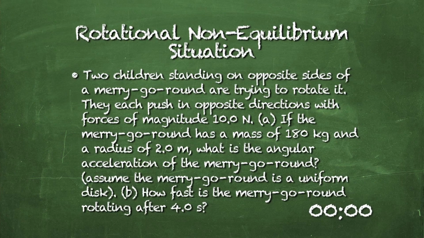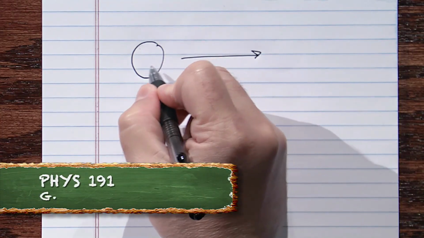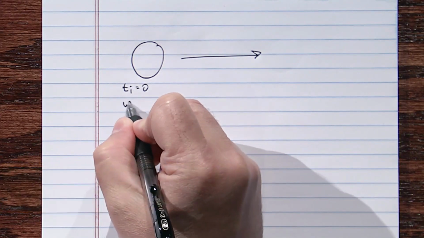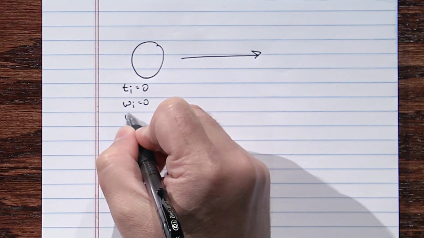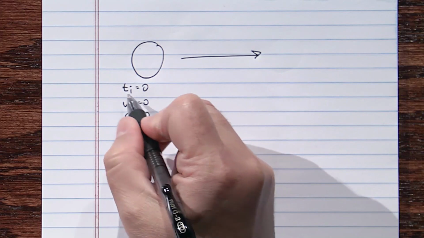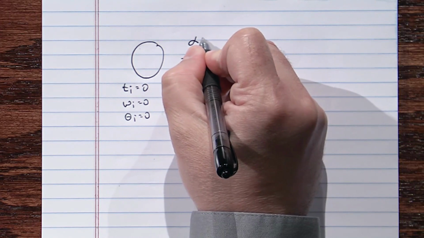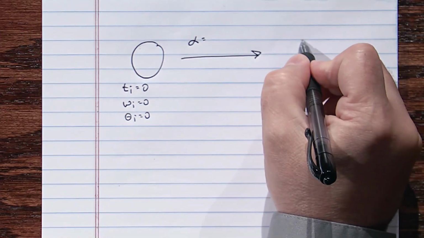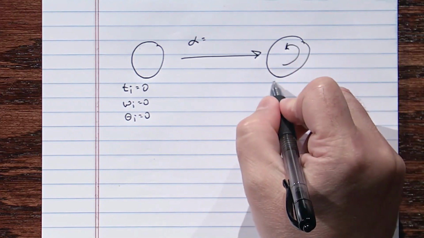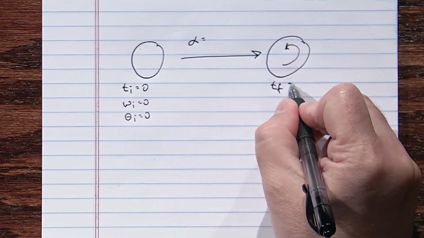All right, here's the merry-go-round. It is initially at rest, so we have T initial equals 0, omega initial equals 0, theta initial equals 0. We're free to call our initial angle and our initial time whatever we want them to be. The wheel accelerates, and then after a while it is rotating. T final, we are told, is 4 seconds.